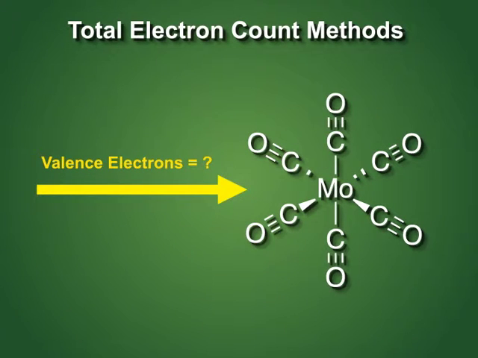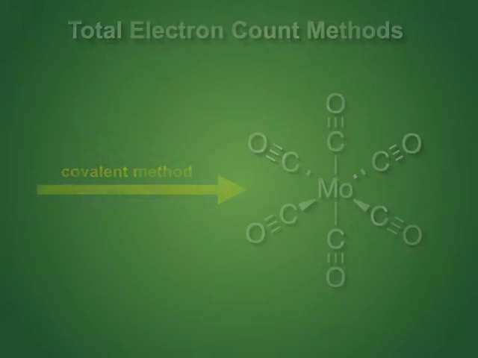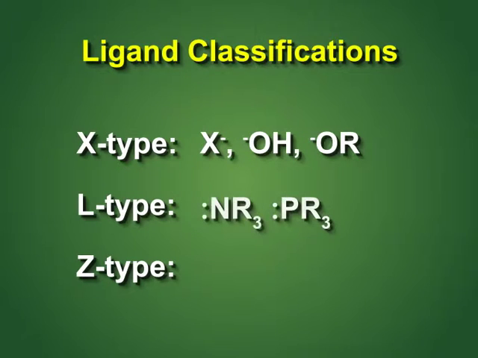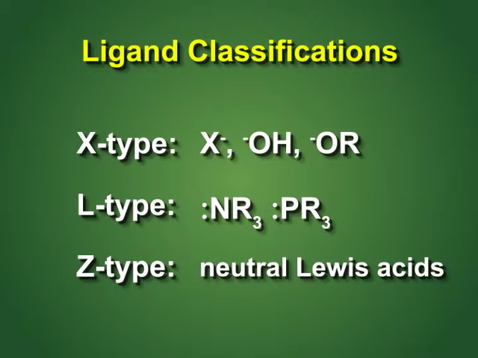To determine the total electron count of a transition metal complex, 2 models can be used, the ionic or the covalent method. Both methods utilize the same ligand classifications. X-type ligands include anionic groups such as halides, hydroxide, or alkoxide. L-type ligands include lone pair donors, such as amines and phosphines. And Z-type ligands are neutral Lewis acids, which are electron pair acceptors.